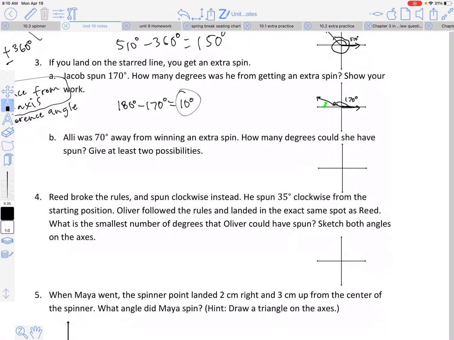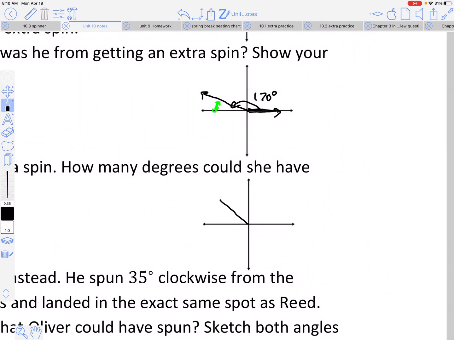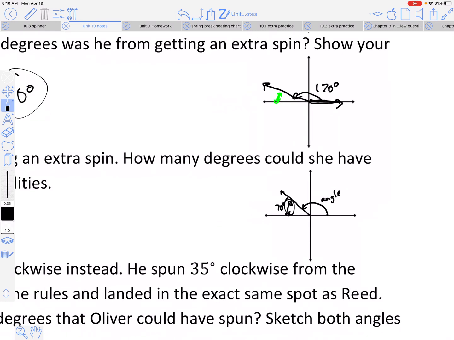Okay, B, Allie was 70 degrees away from winning an extra spin. How many degrees could she have spun? So she could have been 70 degrees away here. This is a reference angle again, right? So the rules of the game, you always go from your initial side over here. So this arrow on the right is the true angle, but that's our reference angle, okay? So when you go from your angle back to the x-axis, 70 degrees, okay?